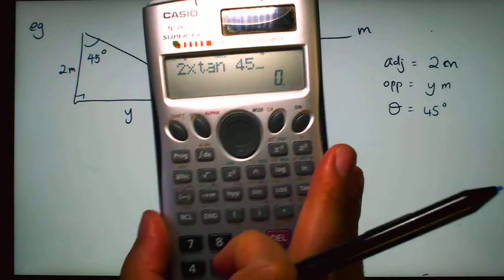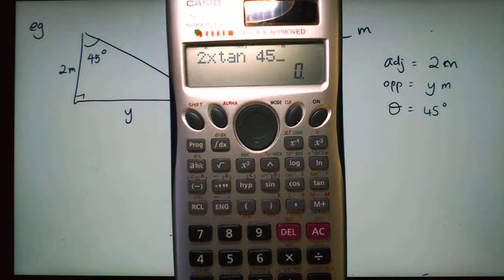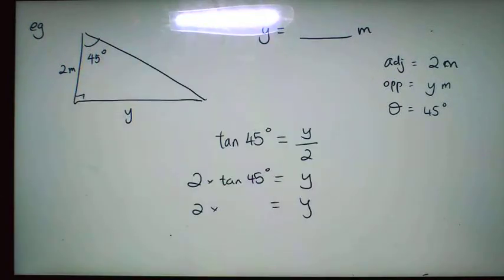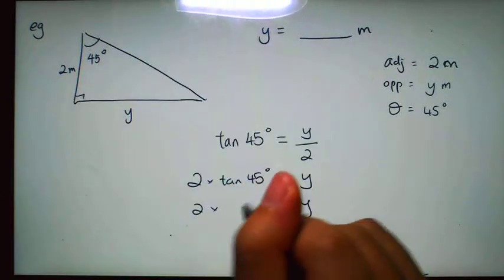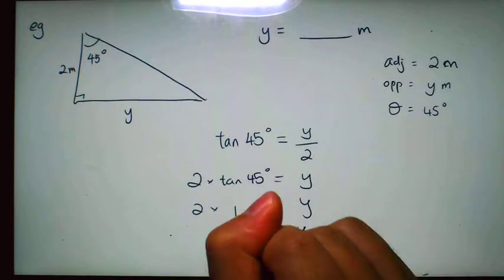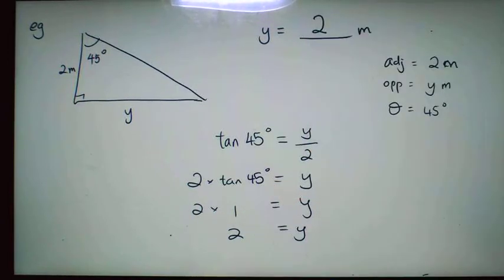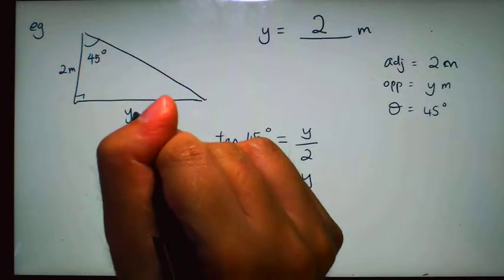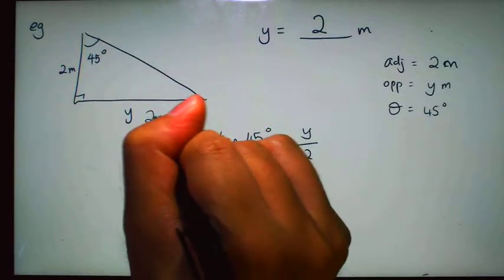Okay, so 2 times tangent 45, so equals to 2. Alright, so the answer equals to 2 times 1 and y equals to 2. So the answer is 2 meters. Okay, so here equals to 2. 2 meters.